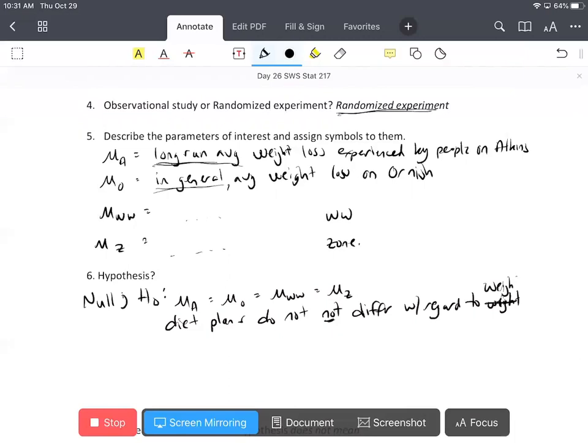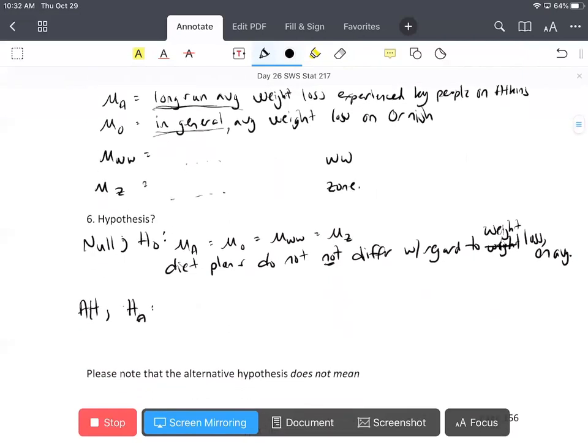Try that again, weight loss on average. Okay, so they're not different. The alternate hypothesis is a little bit different. What we want to say, we're not going to write it out in symbols, all right?